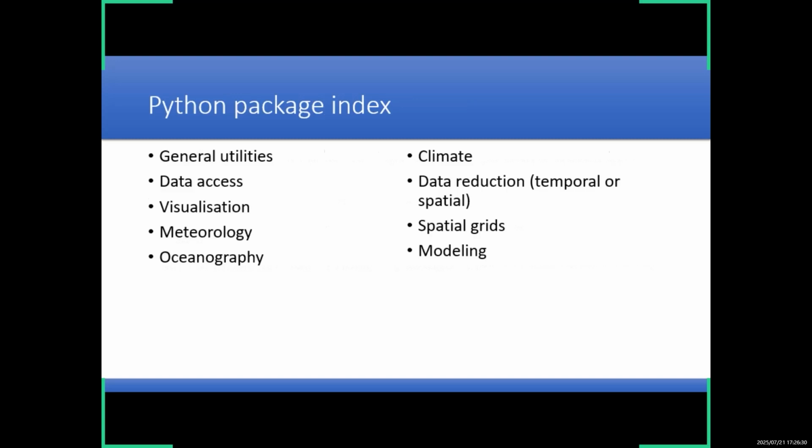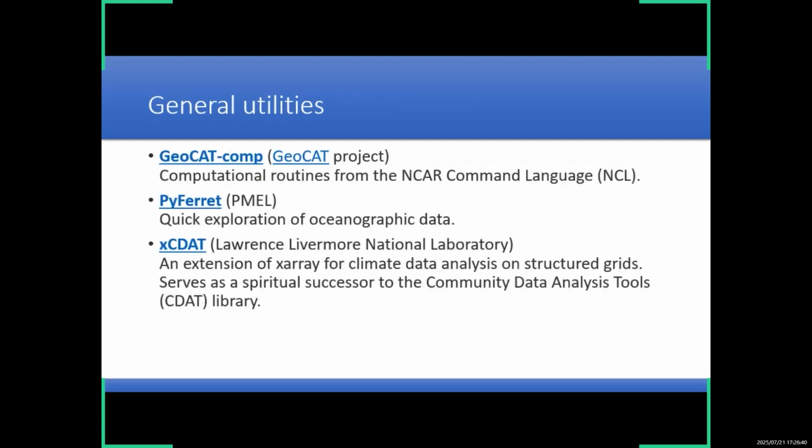Then there are some libraries related to oceanography, then climate, then data reduction and spatial grids, and then modeling. We have a lot of libraries that we can select. And then for the general utilities, these are the libraries that we will need. For GeoCAT-comp, you can go to this website and see. Last time, if you needed NCL, we used NCL as a different language, the NCAR Command Language, but now they have converted it into Python. If you go to the website, I think they mention this. Let me try to open this.